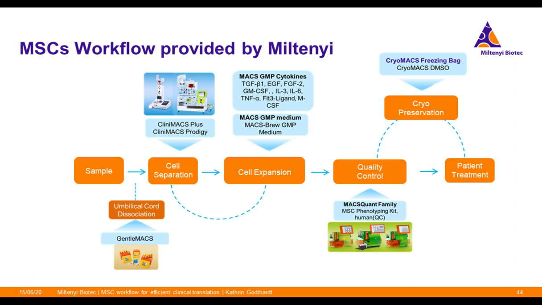So you see here now again the MSC workflow and all the different solutions we have talked about during this webinar to support the MSC workflow, for example, for preparation of the primary tissue using the gentleMACS, for example, for umbilical cord dissociation, for doing the cell preparation using the CliniMACS Prodigy or the MACSQuant Tyto, cell expansion using the GMP-compliant cell culture media or different cytokines, doing the quality control using the MSC Phenotyping Kit based on flow analysis, doing some cryopreservation of cells afterwards, and then having the final product available.